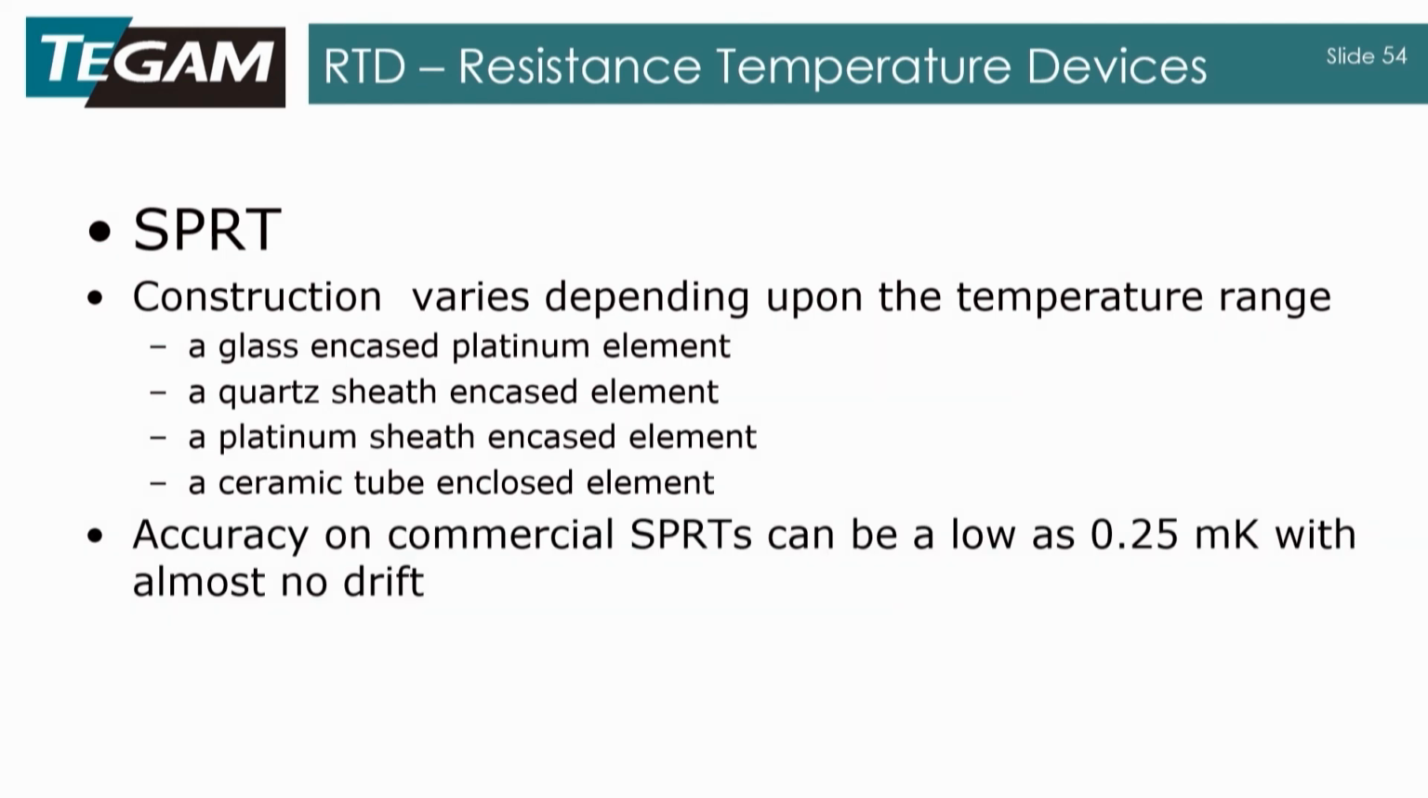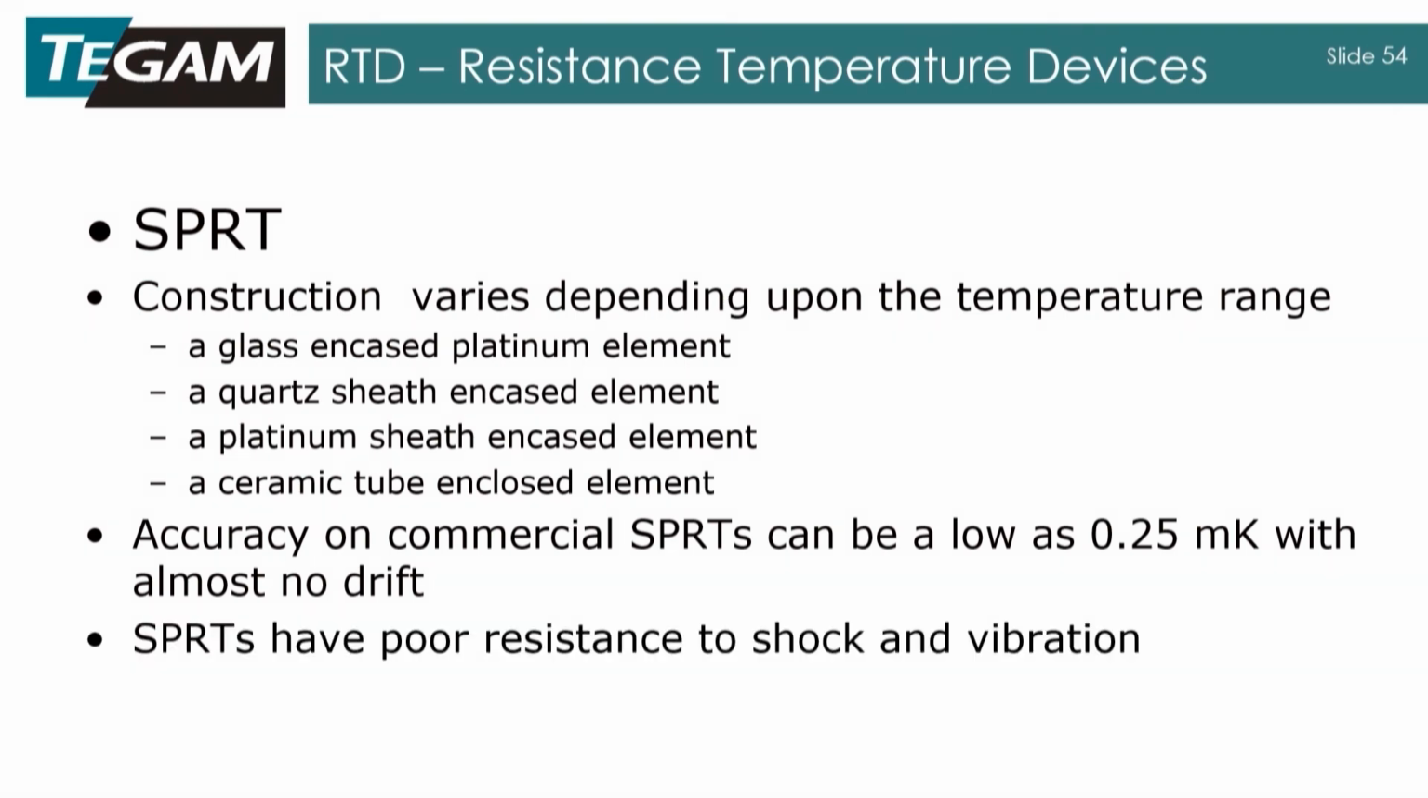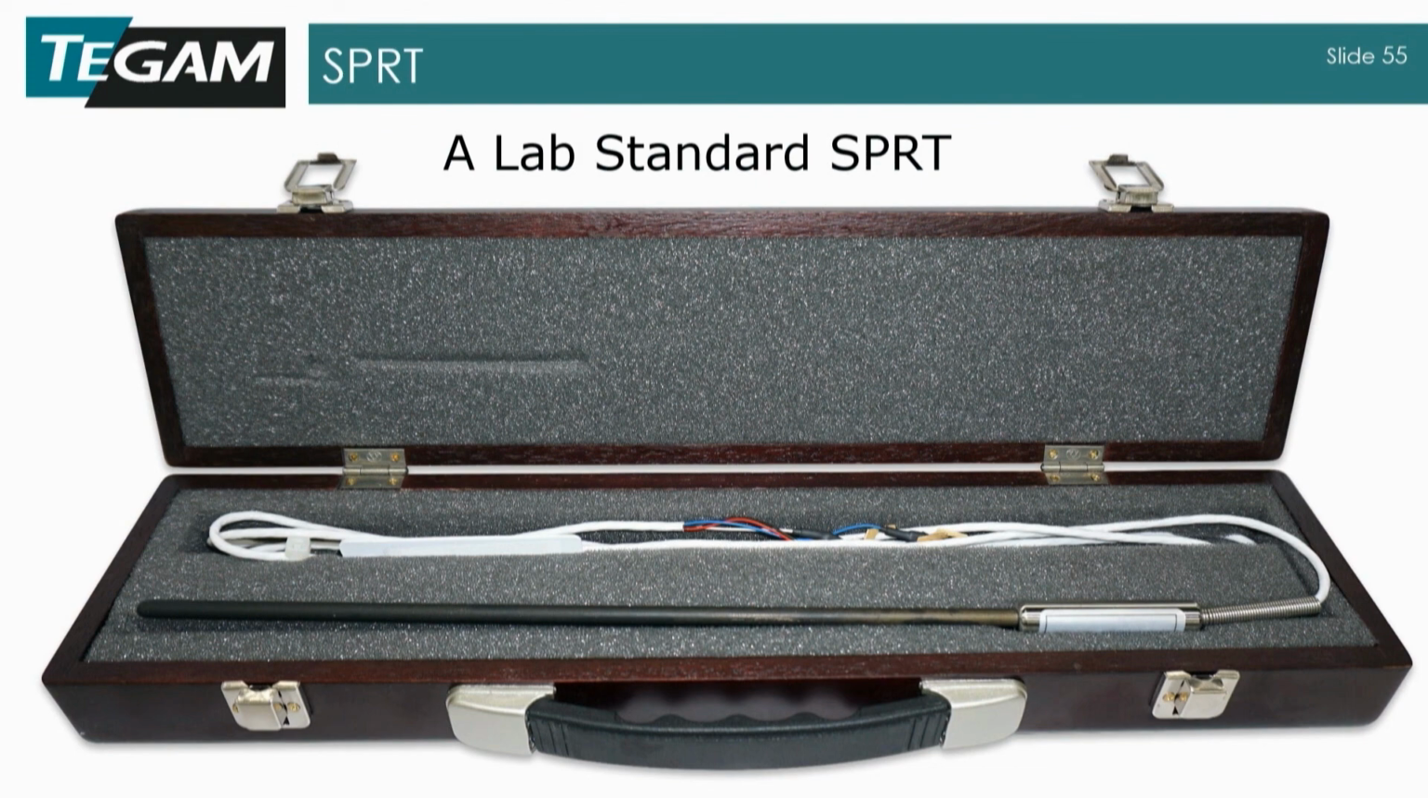And the accuracy on these commercial SPRTs can be as low as 0.25 millikelvin, which is 250 microkelvin. That's incredibly tight. And so we can say there's almost no drift associated with these. They do have a poor resistance to shock and vibration. So if you're going to be carting them around, you're going to want something like this, and you're only going to want to take it out when you're using it. This isn't something you're going to be walking around the factory floor with.